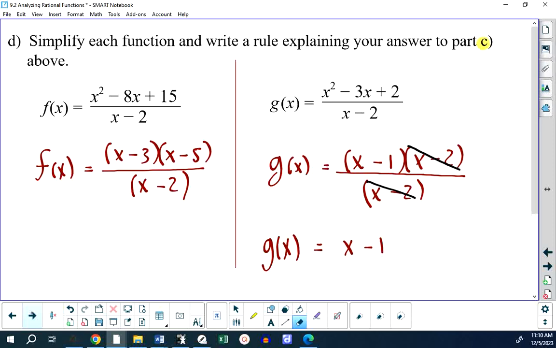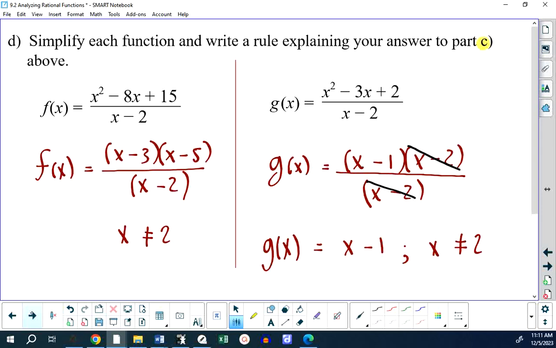Right. If I say g of x is x minus 1, are you allowed to put 2 in here for x? Sure. But the function has a non-permissible value. So you need to add that non-permissible value statement. Now, you don't need to over here, but it's not wrong to. You don't need to because it still has that factor in the denominator.